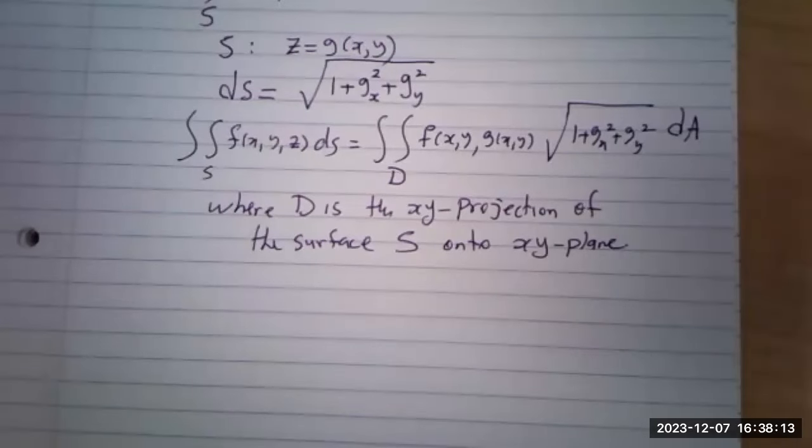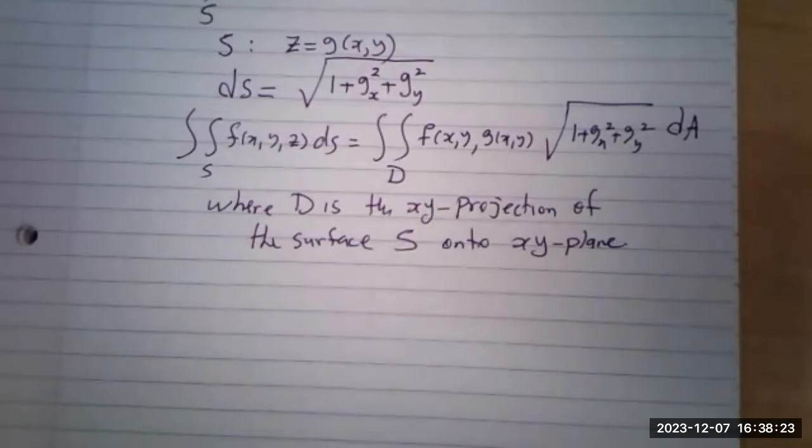So D can be what? It can be type one, type two, or most of the time you may be able to do it with polar coordinates. As soon as you change it to the double integral, if it can be found by polar coordinates, we do polar coordinates. So you set it up first, and most of the time it is polar coordinates.